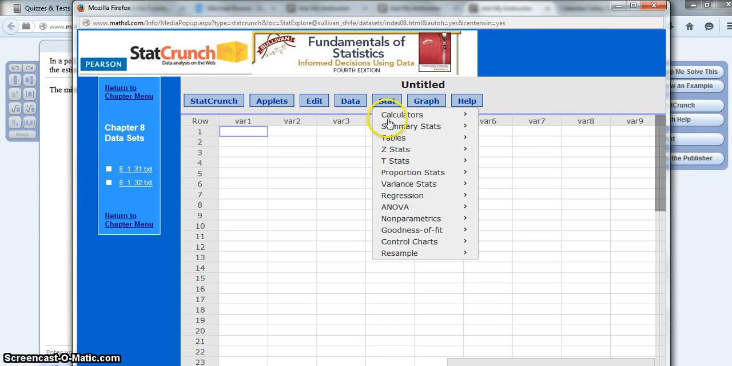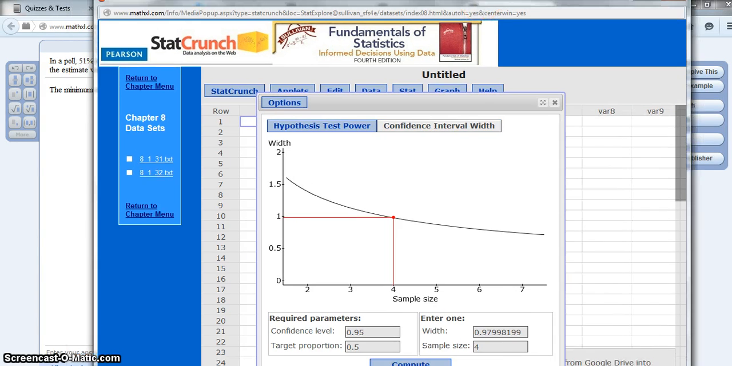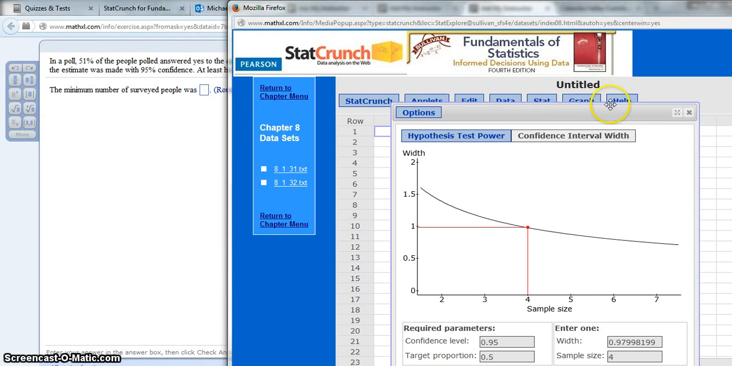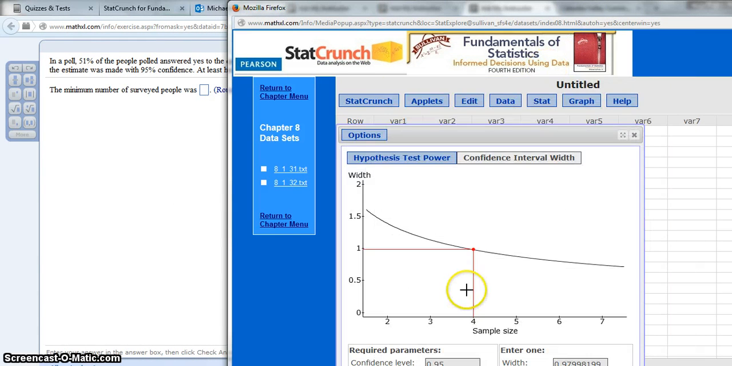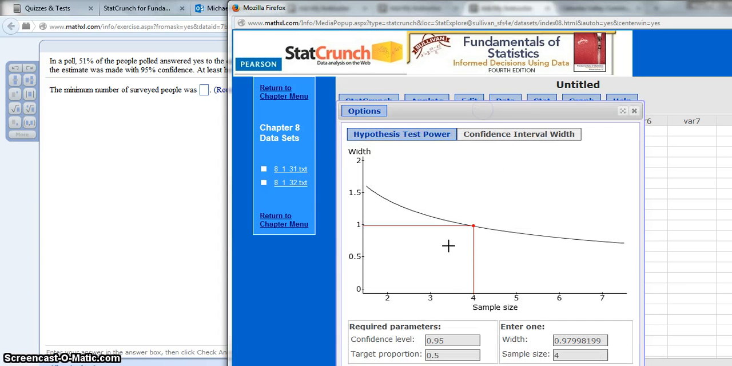Just like when we're doing our confidence interval, we would go to proportion stats, one sample. Now, we've been doing a confidence interval with data or with summary most of the time, but there's also a sample size. So confidence interval width. Let's see what information we need to get in here. It wants to know our confidence level, which I can see up here says 95%, so that's good.